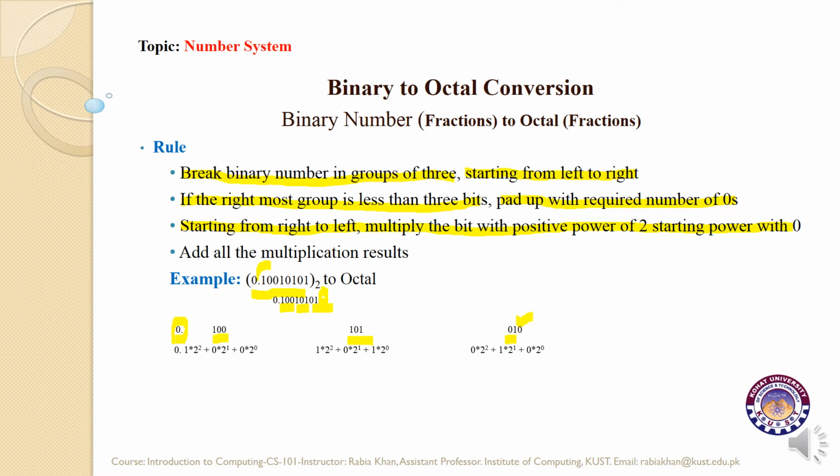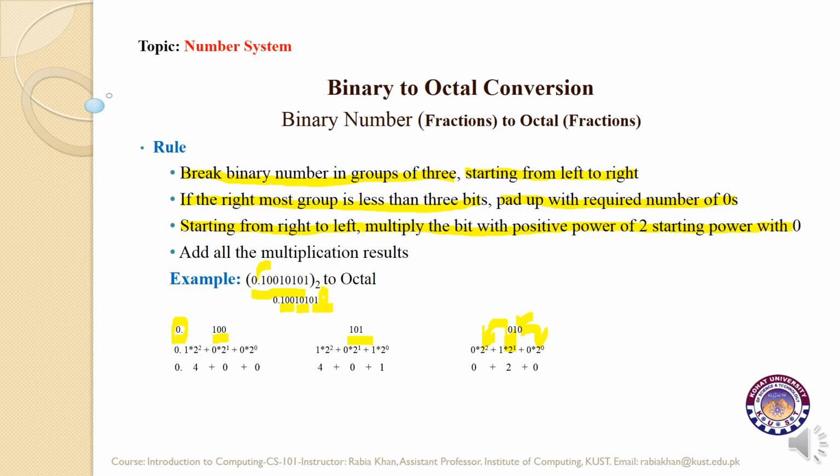Now the multiplication process will remain the same as we followed for the whole numbers. We multiply every bit within the group with a power of 2, and they are added together. So this is how we are doing it. First group is 0, 1, 0. So the first 0 is multiplied by 2 to the power 0. Next is 1, which is multiplied by 2 to the power 1, and the last bit is 0. This 0 is multiplied by 2 to the power 2.